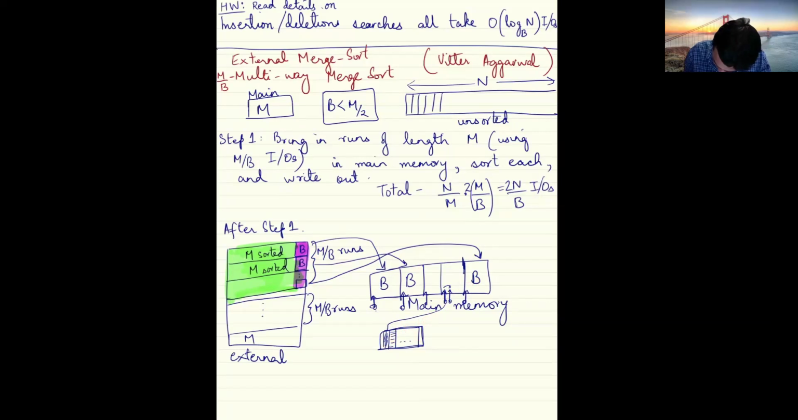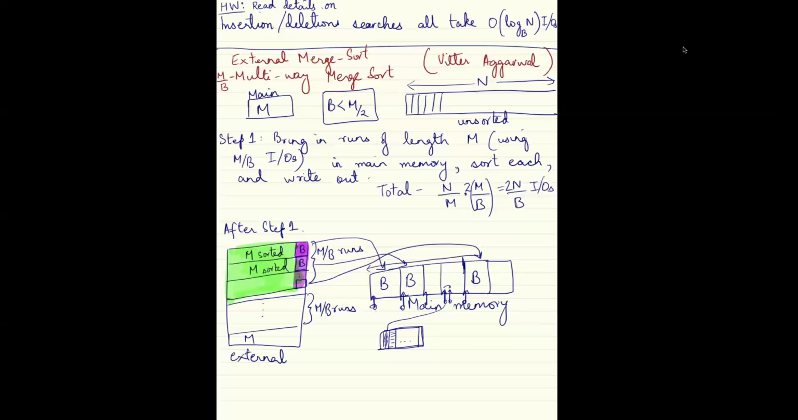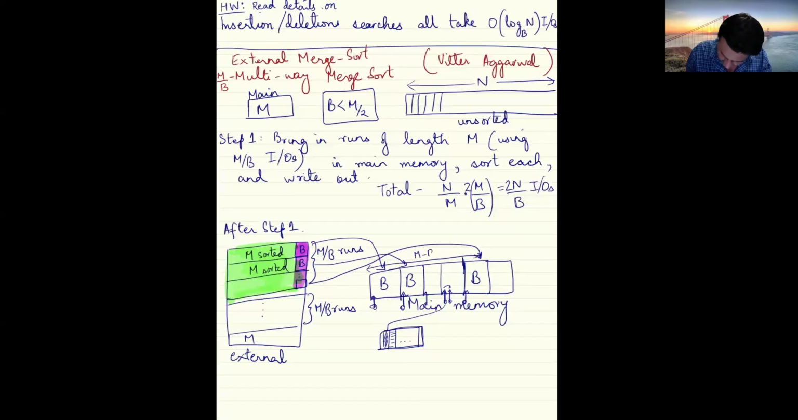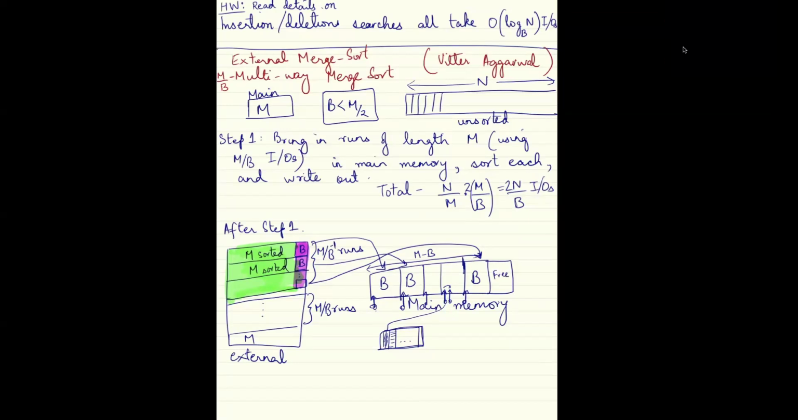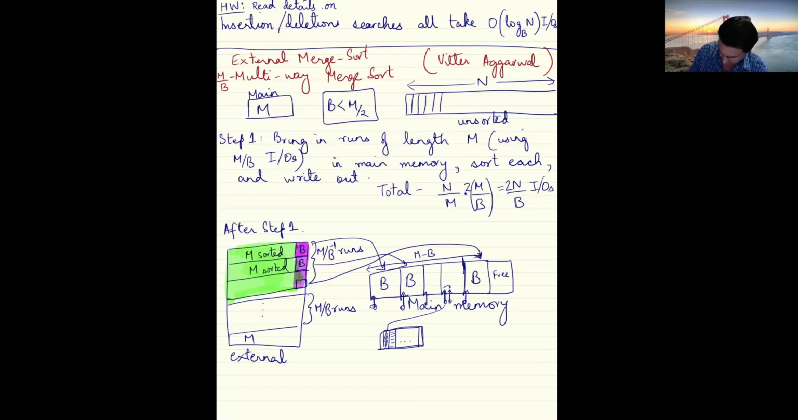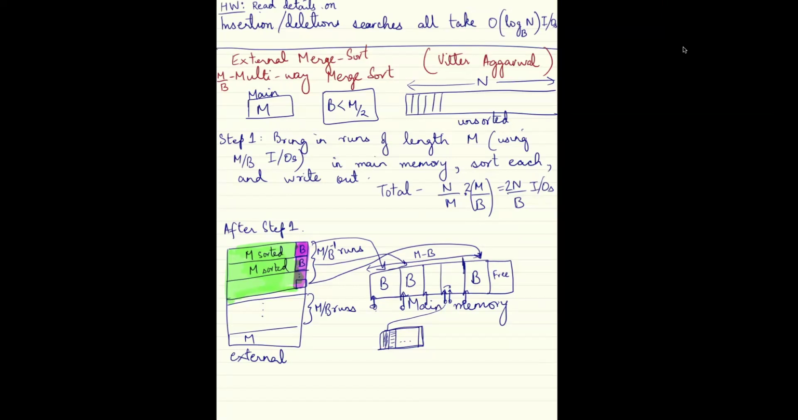Are you worried that you're running out of space? Okay, then fine. Don't do M over B runs. Do M over B minus one runs, and keep one block free. Does that make your life easier? And what do we write in that free space? Only the pointer to the block?